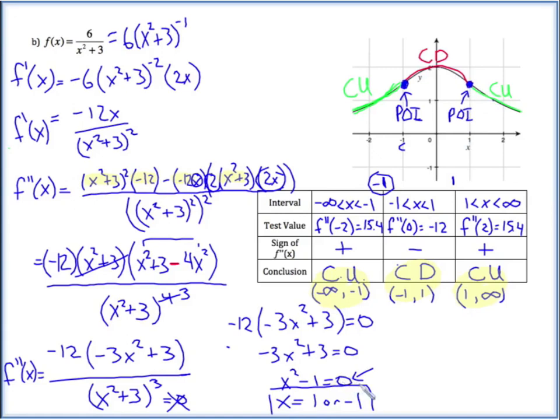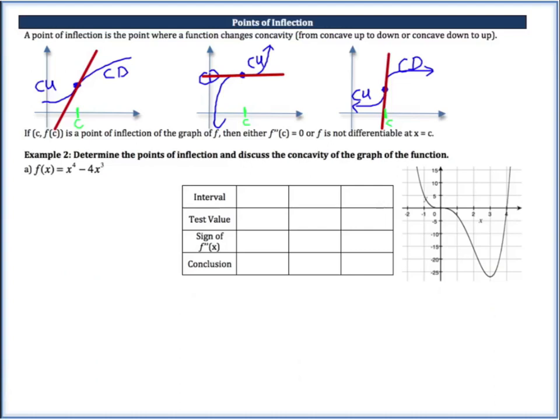So there are always two things that have to happen. The second derivative has to be 0 or not exist, and we have to switch from concave up to concave down, or concave down to concave up. All right, we're going to try this first one together. It says determine the points of inflection and discuss the concavity. They really go hand in hand.